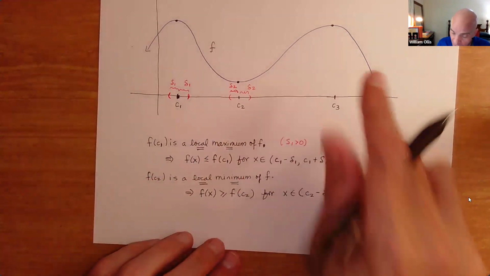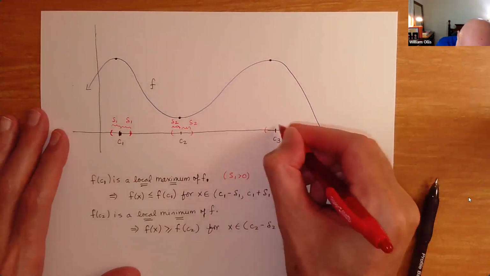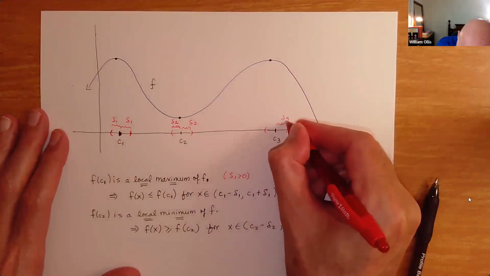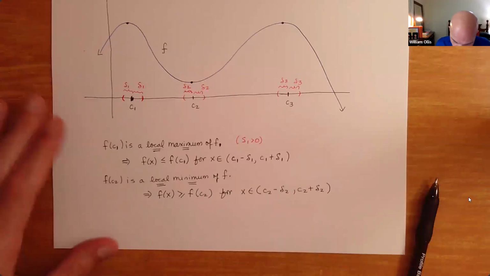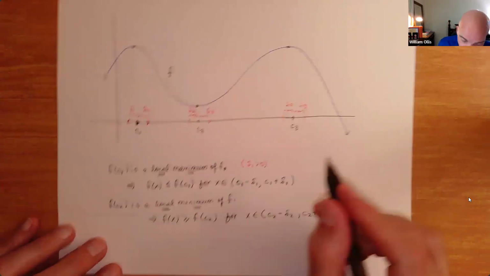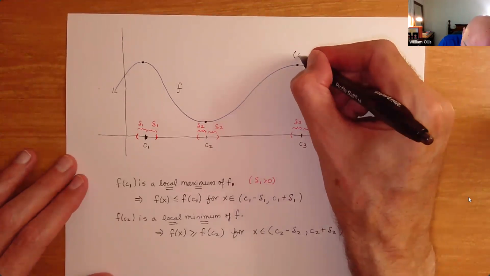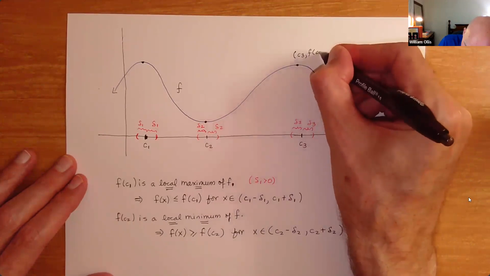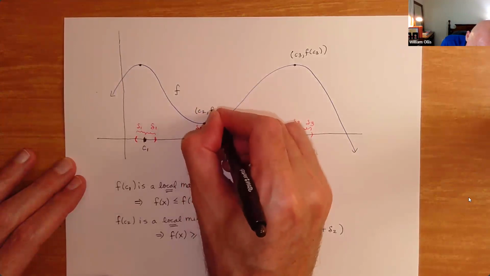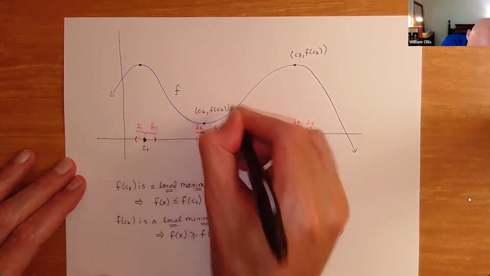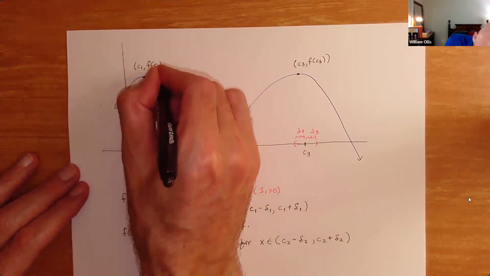Now, of course, if we look here at the C3, we see we've got another local max. So let's do delta 3. So we'll go ahead and do this again. So now, and if you like, let's just go ahead and plot these points. We have C3, f of C3. We have C2, f of C2. This is good practice for when you do the calculus. And C1, f of C1. Right there.